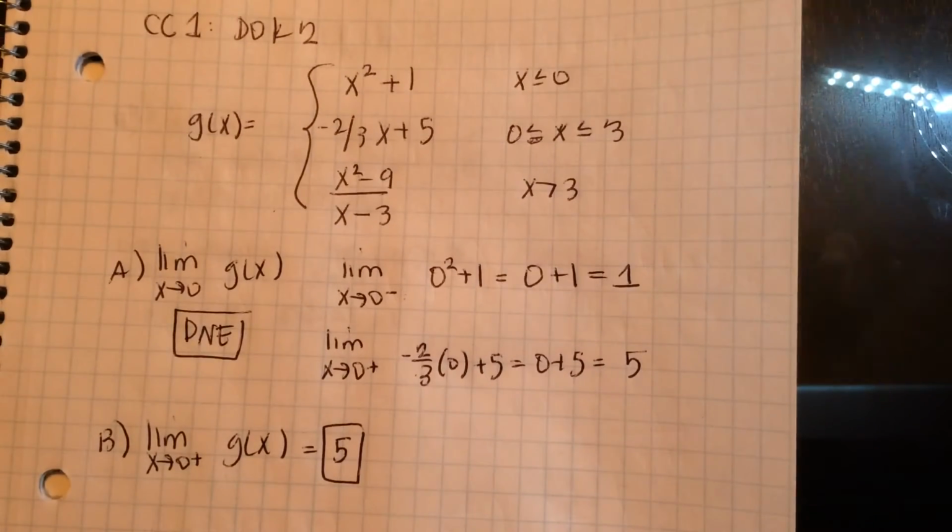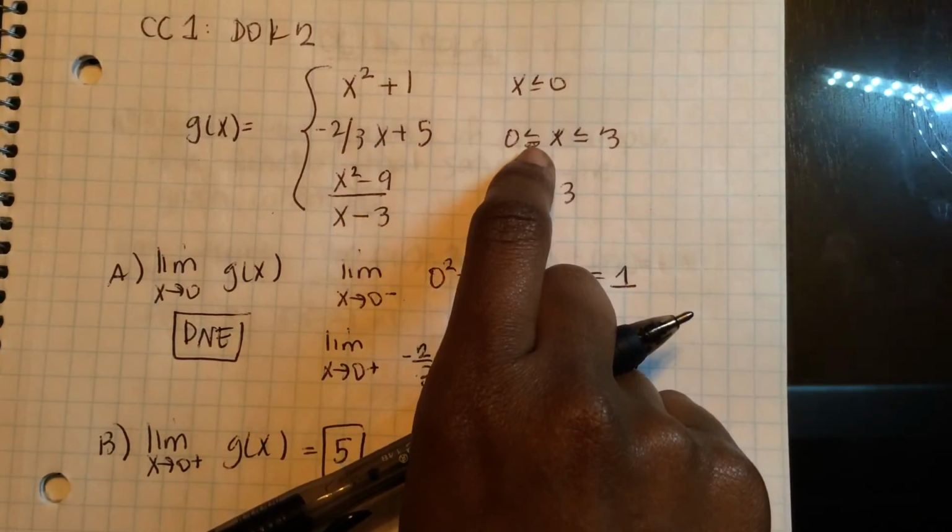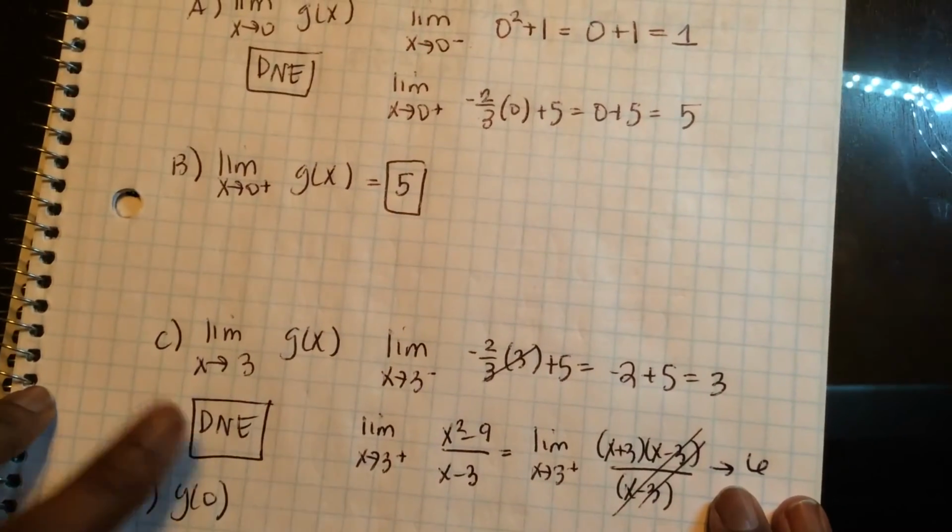So when you have piecewise functions, you have to check both the left side and the right side of limits to see if the limit exists.